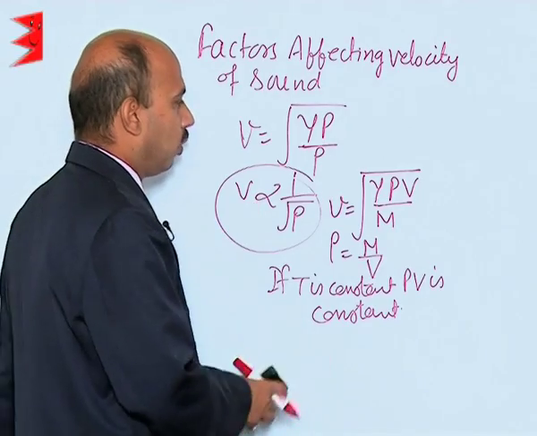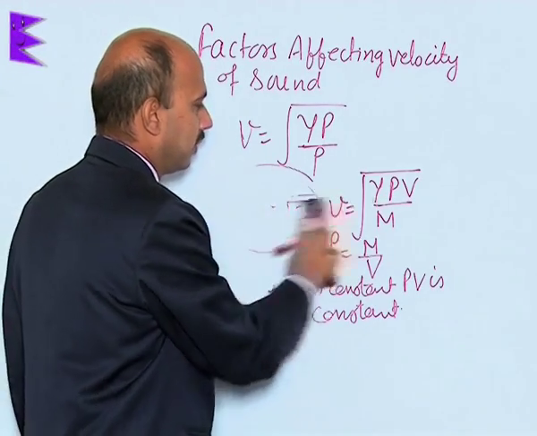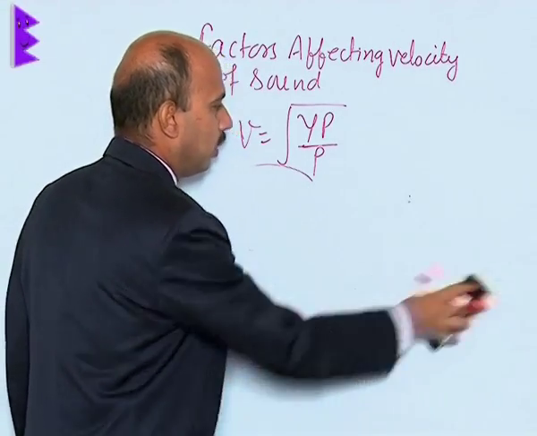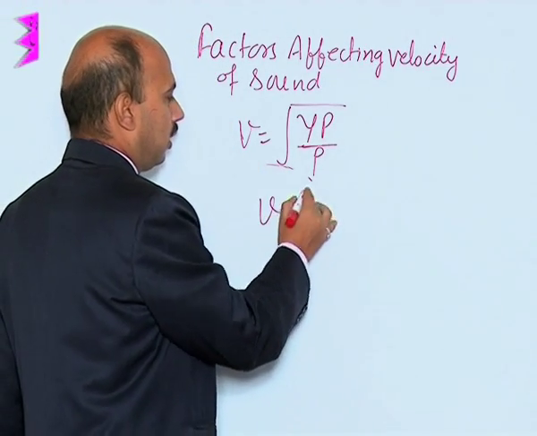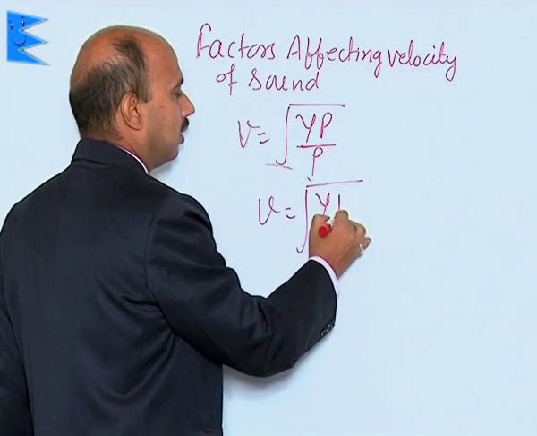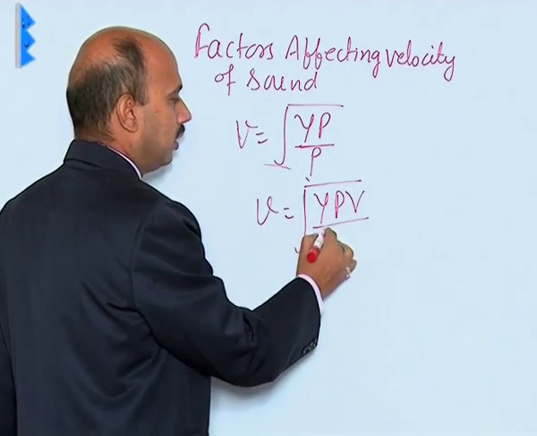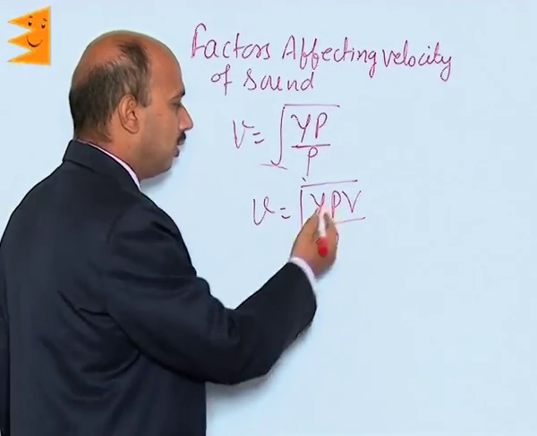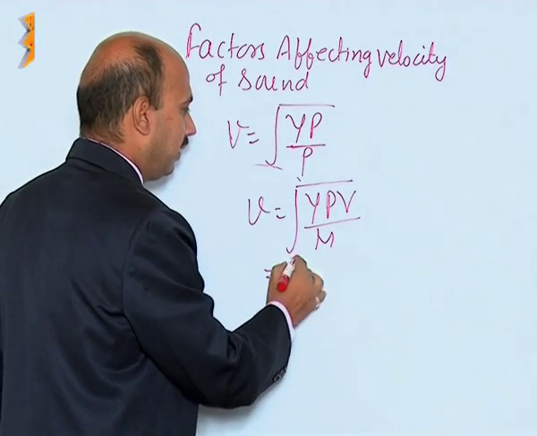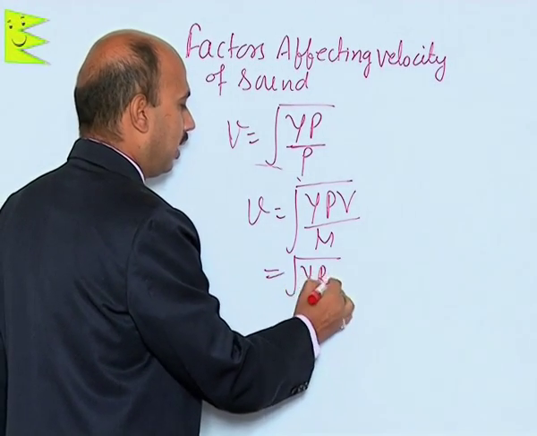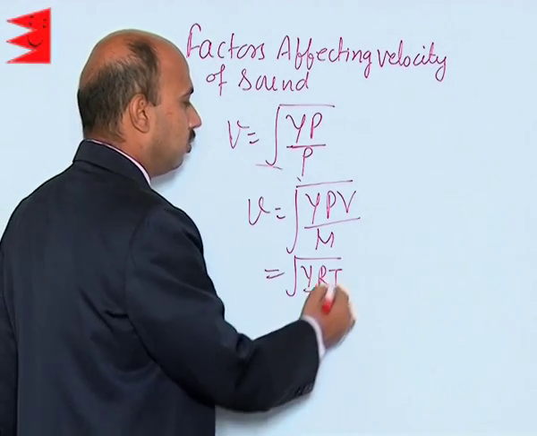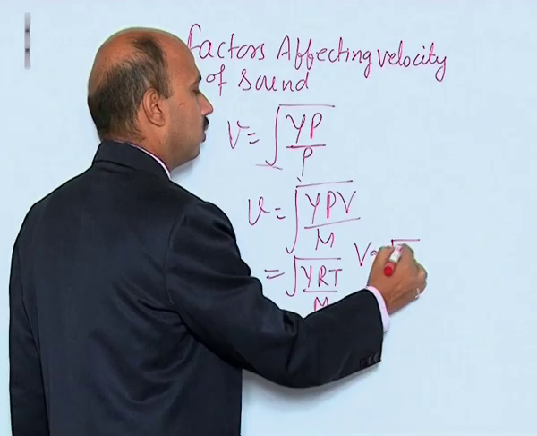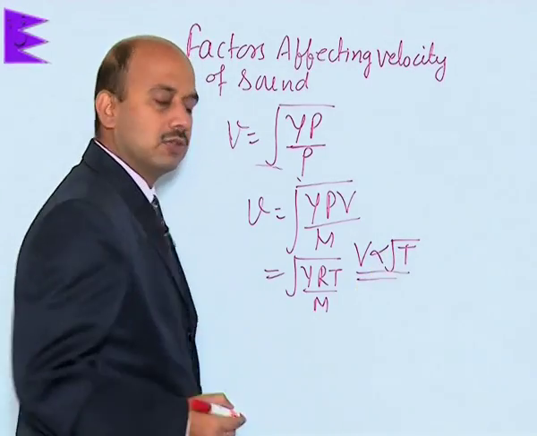So, another factor also we can see from here. If we have velocity is equal to under root of gamma PV upon m, we know PV is equal to nRT, that is RT, so we can write gamma RT divided by m. Rest everything is constant here. So, velocity is directly proportional to under root of temperature.